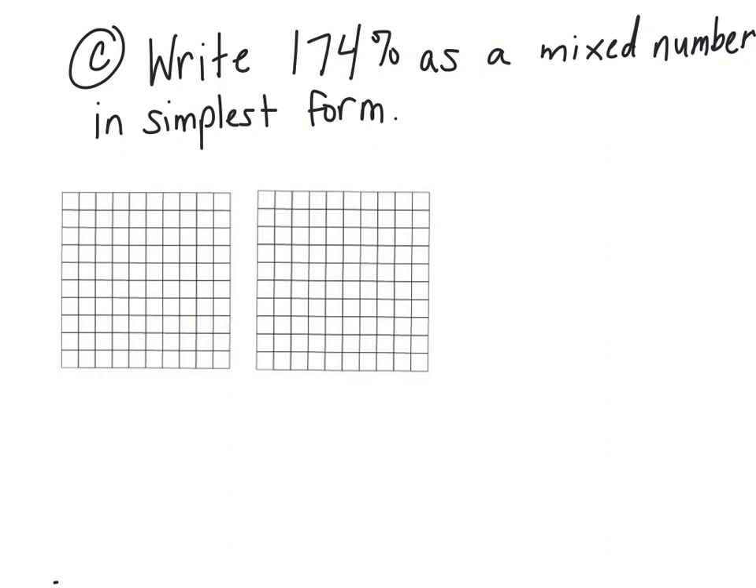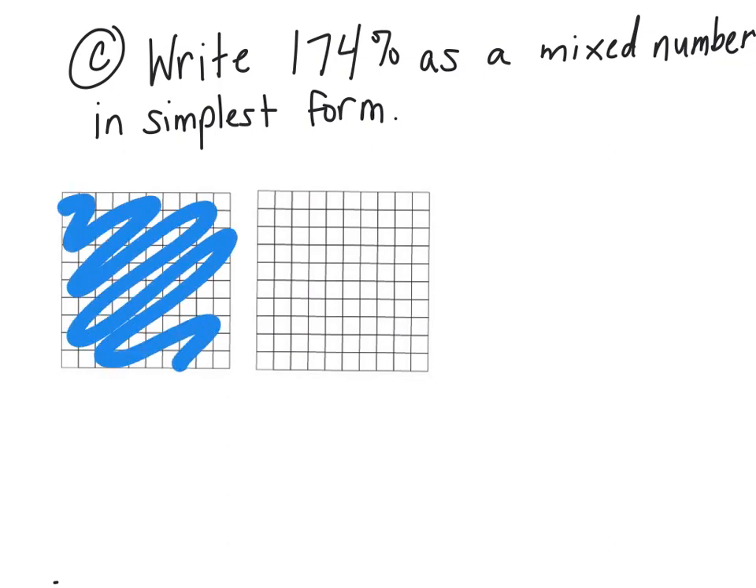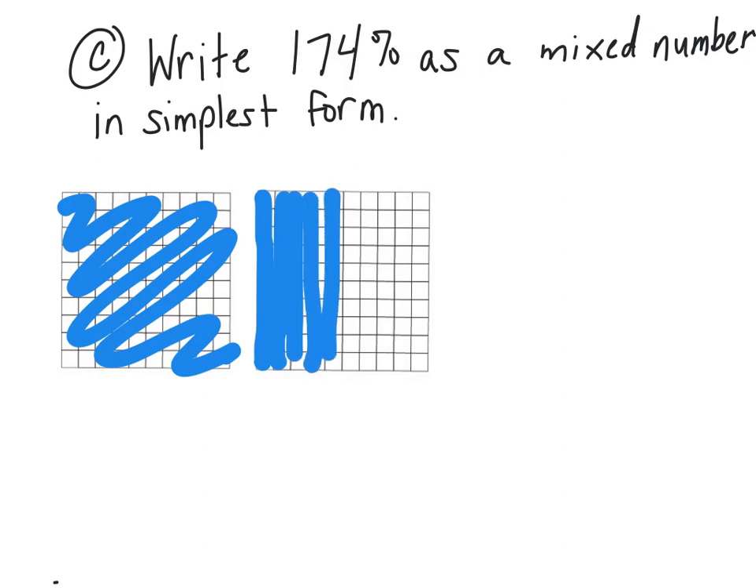And for letter C, we're going to be writing 174% as a mixed number in simplest form. And this one, of course, I want you to start looking at your percents and noticing. 174% is over 100%. So that means we're talking about 1 whole of these being filled in, because 1 whole of those grids would be 100. So you can just shade that one. And then we've got 10, 20, 30, 40, 50, 60, 70, 1, 2, 3, 4, 4 more filled in.